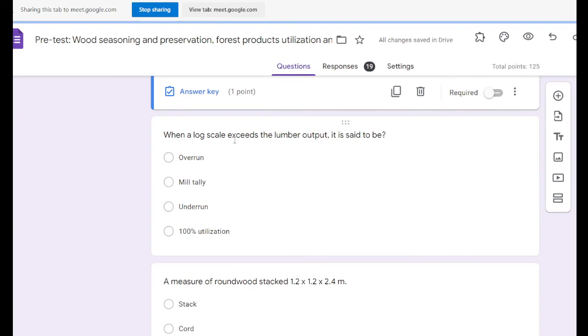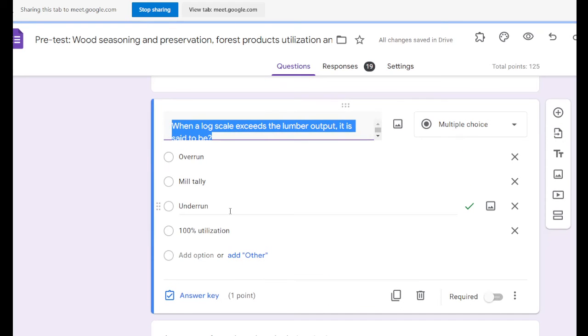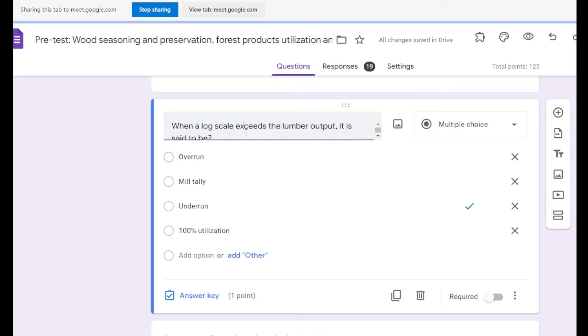When a log scale exceeds the lumber output, it is said to be an underrun. Okay, underrun ni siya ha. Ang log scale nimo, meaning ang imong estimate mas taas kaysa sa lumber output. Meaning ang resulta na overestimate nimo. So that is an underrun.